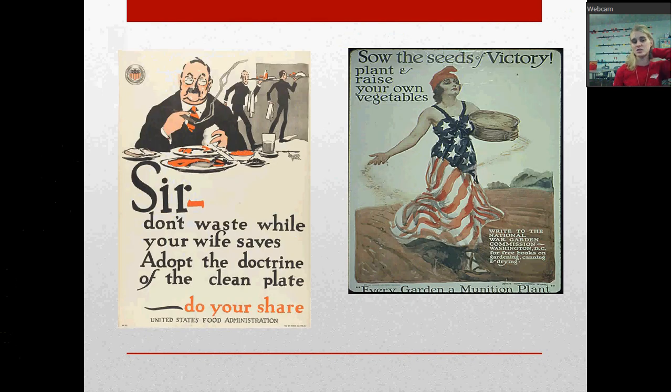So this is just some photos here. They're both from the food production campaign. The first one says, "Sir, don't waste while your wife saves. Adopt the doctrine of the clean plate. Do your share." In other words, eat all your food, don't throw it out, don't waste it. Over here, we've got "Sow the seeds of victory," raise and plant your own vegetables. That way, you don't have to buy them, right? So those vegetables can be sent to our boys overseas.